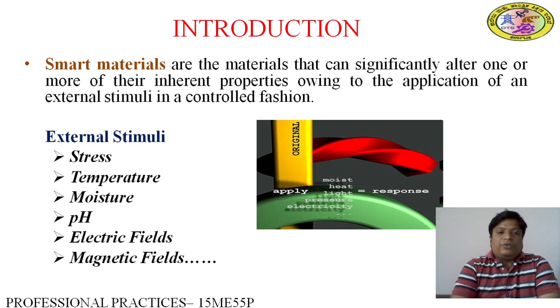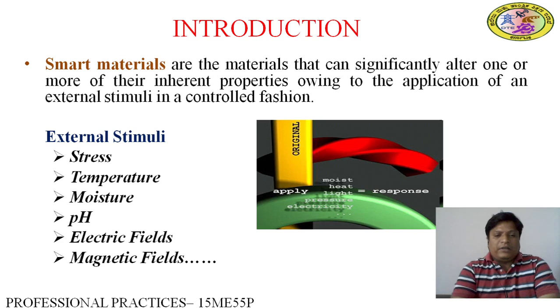So here, the introduction: smart materials are materials that can significantly alter one or more of their inherent properties owing to the application of an external stimulus in a controlled fashion. You know that in the mechanical engineering field, the material you consider has some properties: the mechanical property, electrical property, thermal property, magnetic property, or chemical property. So here, the inherent properties change owing to the application of external stimuli.